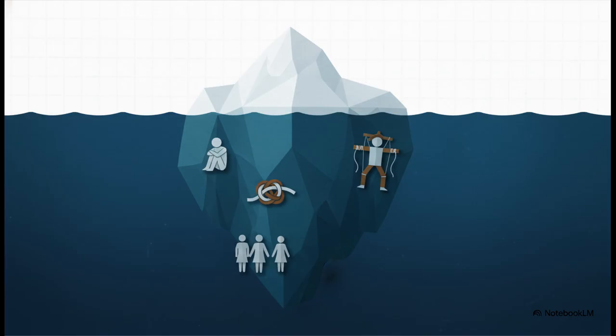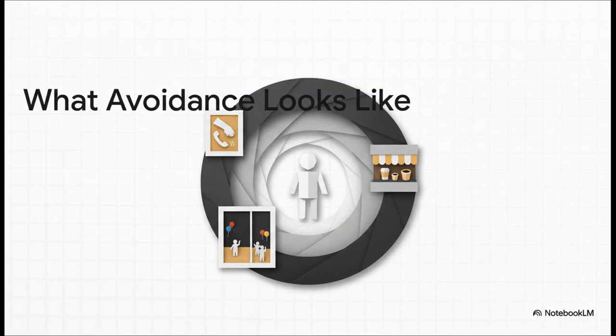The stutter is one thing, but the fear, the frustration, the shame, that feeling of your own body betraying you, that's the stuff that can completely destroy a person's quality of life. The real damage isn't the stutter. It's what happens because of the stutter. And that leads to avoidance.